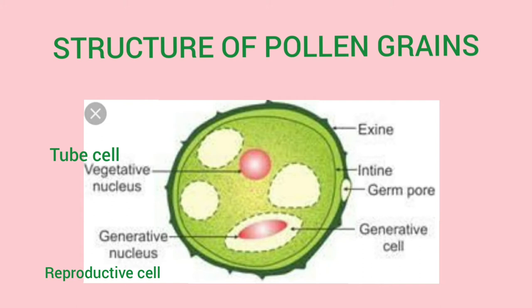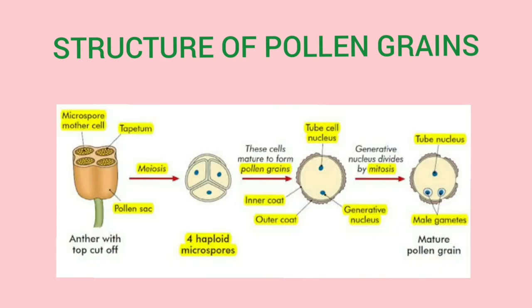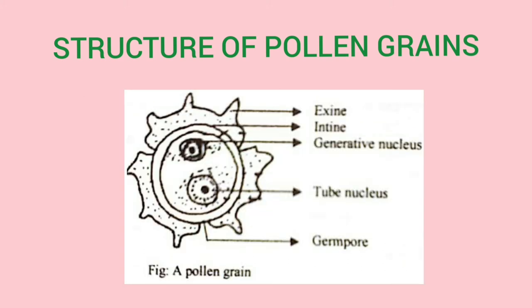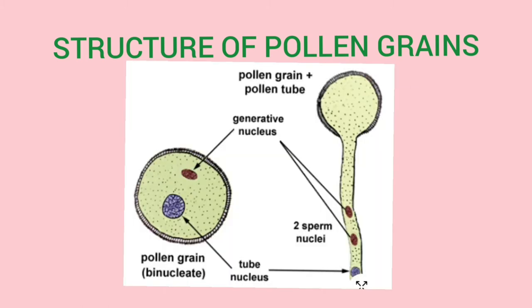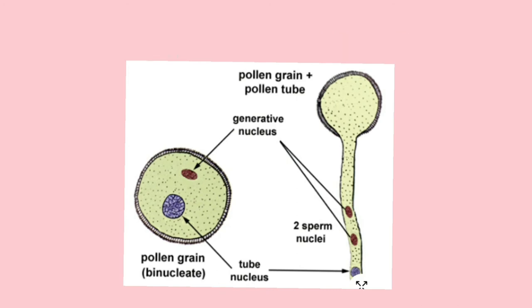The outer layer is called exine and the inner layer is called intine. Pollen itself is not the male gamete. There are two cells, the generative cell, also called the reproductive cell, and the vegetative cell, which is the non-reproductive cell. The generative cell divides to form two male gametes. The vegetative cell is responsible for providing nutrition. The intine grows out of the germ pore to form the pollen tube.